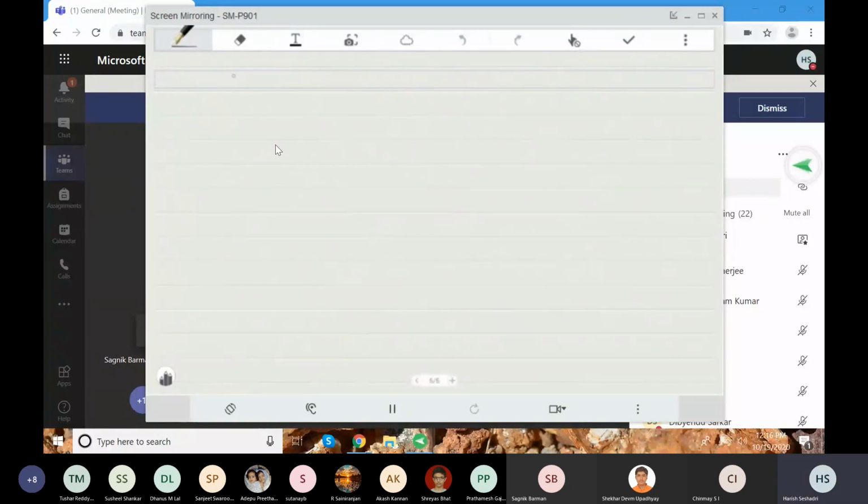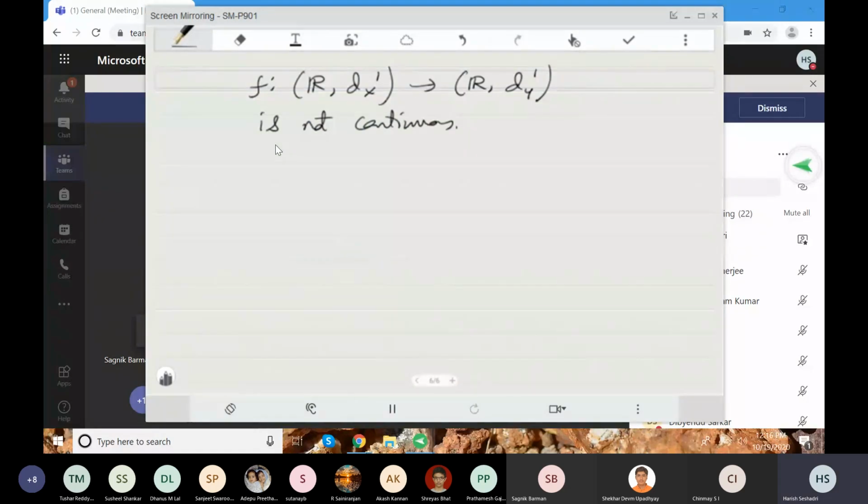But what about f as a function from dx, which is still the absolute value function, to a target where I have put the discrete metric? This is not continuous. The identity function is no longer continuous if I change the metric on, for example, the target. And that's easy to see.